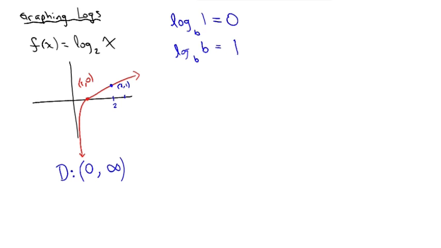Alright, what's the range of this function? Negative infinity to positive infinity. It goes down forever and it eventually, slowly, gets up to positive infinity. Very slow growing function.